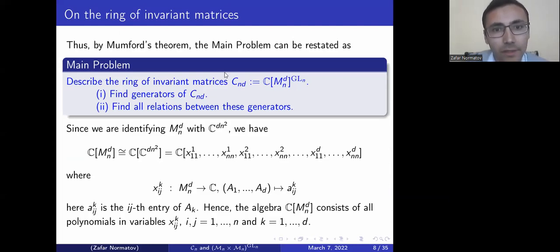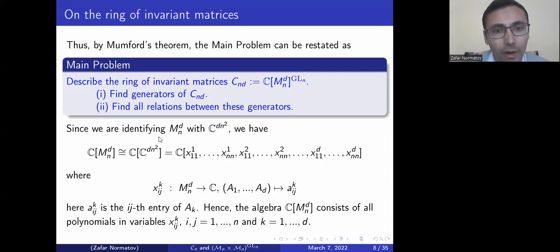By Mumford's theorem, the main problem can be restated as follows. To describe the ring of invariant matrices, we need to solve the following two problems. The first is to find generators of C_{n,d}, and the second is to find all the relations between these generators.